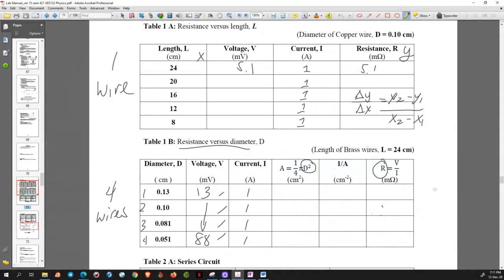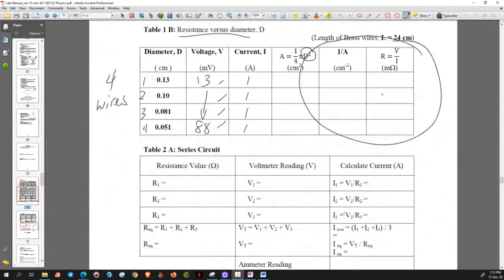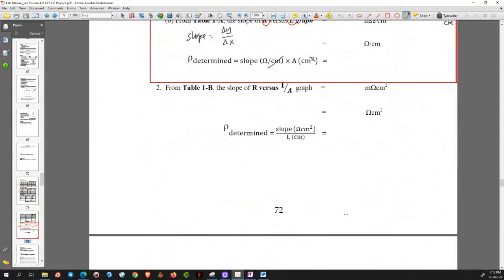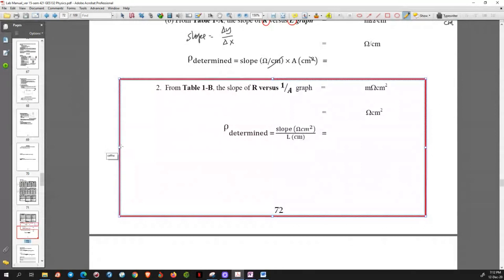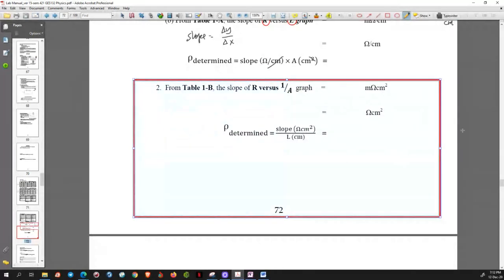Let's continue. Once you get your resistance and your 1 over a, it's time to graph. Let's go back to the calculations. So now we will bring our square down here. It says from table 1b, you have to make a graph of resistance versus 1 over a. I already told you how you can get the x and the y. This is your y, and the second number is the x-axis. The graph will also go to 0.